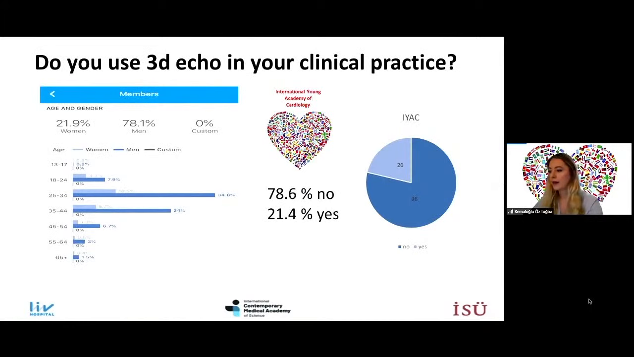I am the coordinator of International Young Academy, and despite our association being very young, only 21% of cardiologists use 3D echo in their clinical practices. Only one in five cardiologists use 3D echo, which is a very, very low rate for this century.